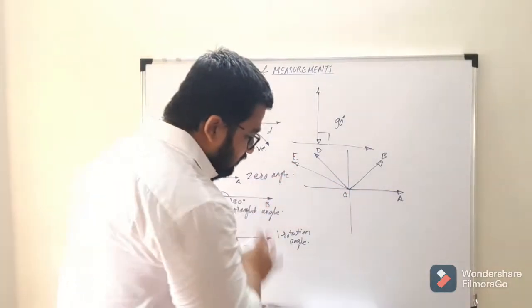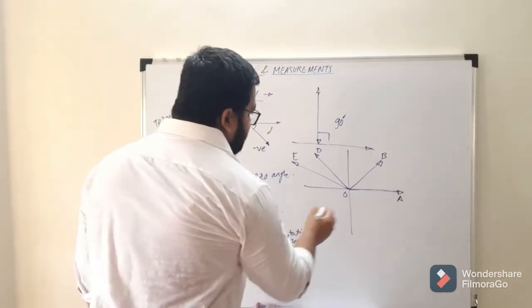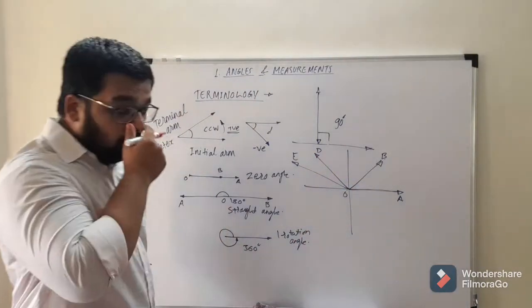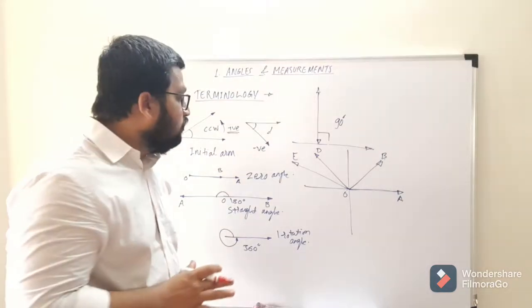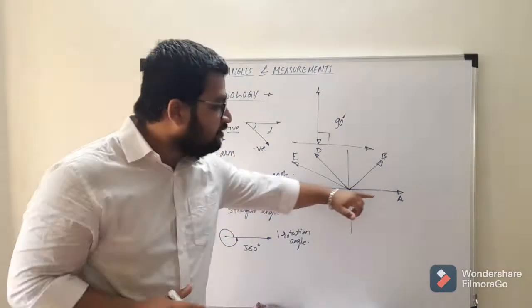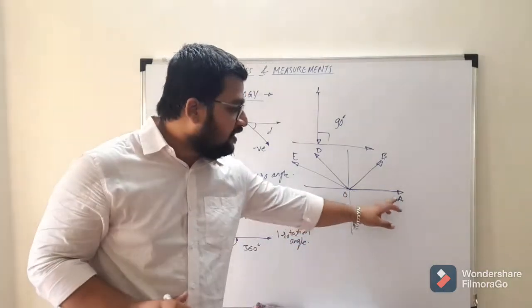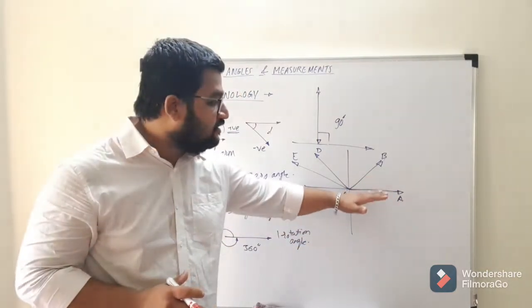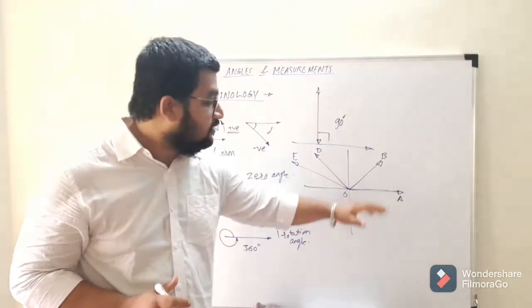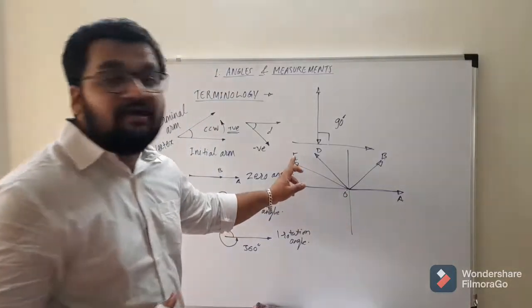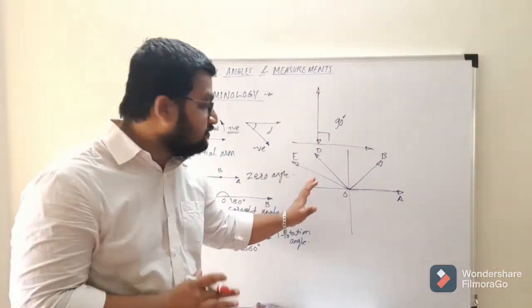Now if we observe these angles, what we do in standard conditions is we consider the initial arm parallel to the x-axis. So in standard form, the angle is always drawn like this, where the initial arm is parallel to the x-axis. So AOB, AOD and AOE are the angles in standard position.